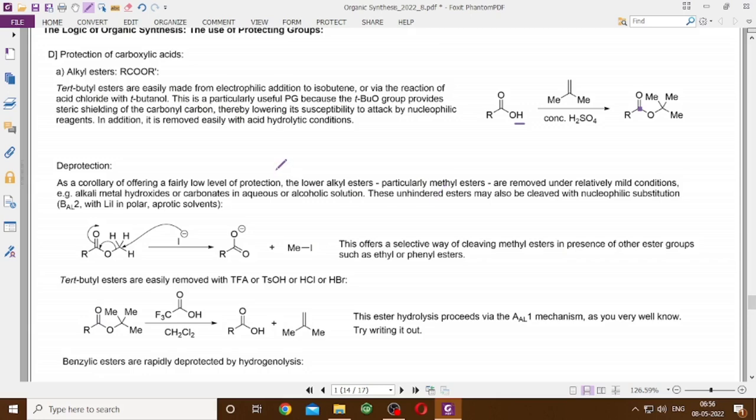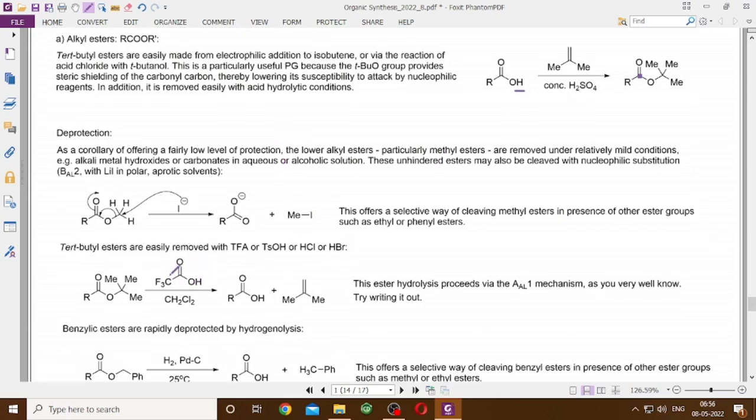The deprotection is very easily done with trifluoroacetic acid or etc. So that's an AAL1 mechanism where you have a protonation here and this becomes plus, and then you have the release of this relatively stable tertiary butyl carbocation, which will go eventually to the alkene, and your carboxylic acid will be released in the reaction medium.